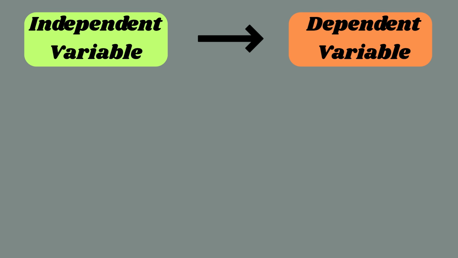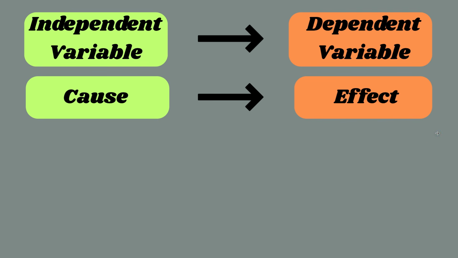So in any scientific experiment, the independent variable is going to be the variable that gets changed by the experimenter. And the dependent variable is going to be the variable that changes in response to that change. So we can think of this as a simple cause and effect relationship in many cases. So let's make up a pretend example here.